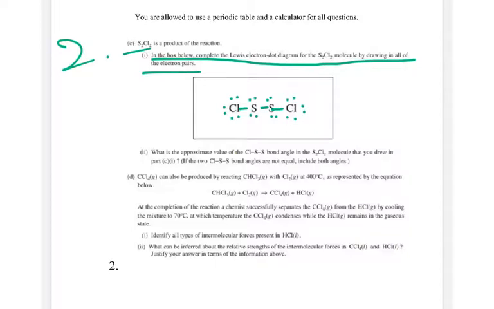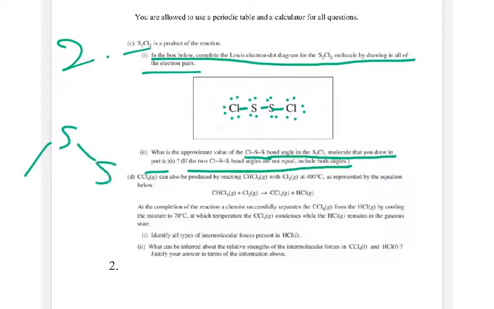What is the approximate value of the ClSS bond angle in the S2Cl2 molecule that you drew in part C1? If the two ClSS bond angles are not equal, include both angles. So, let's look at this diagram. They want the ClSS bond angle. So we have to think about this, and let me redraw this. So I think this is going to be bent because I have that feeling, and I'll tell you why I have that feeling.